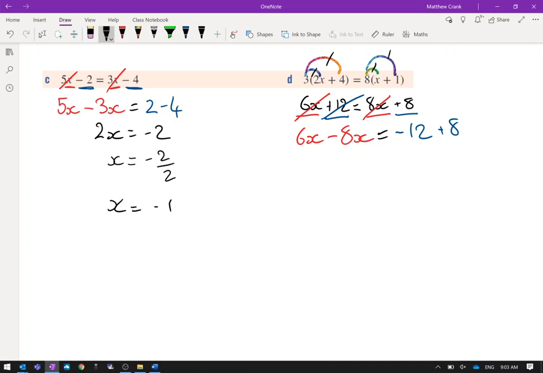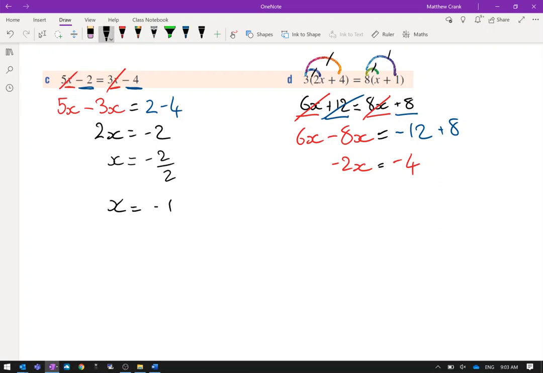So this gives us 6x minus 8x, which is going to be negative 2x, and we've got negative 12 plus 8, which is going to be negative 4. Just to show you that quickly, we're all the way down here at negative 12 on the number line. We're going to add 8. Adding is going this way, so we're going to end up here at negative 4. Just to do a quick little bit of negative numbers revision while we're at it.